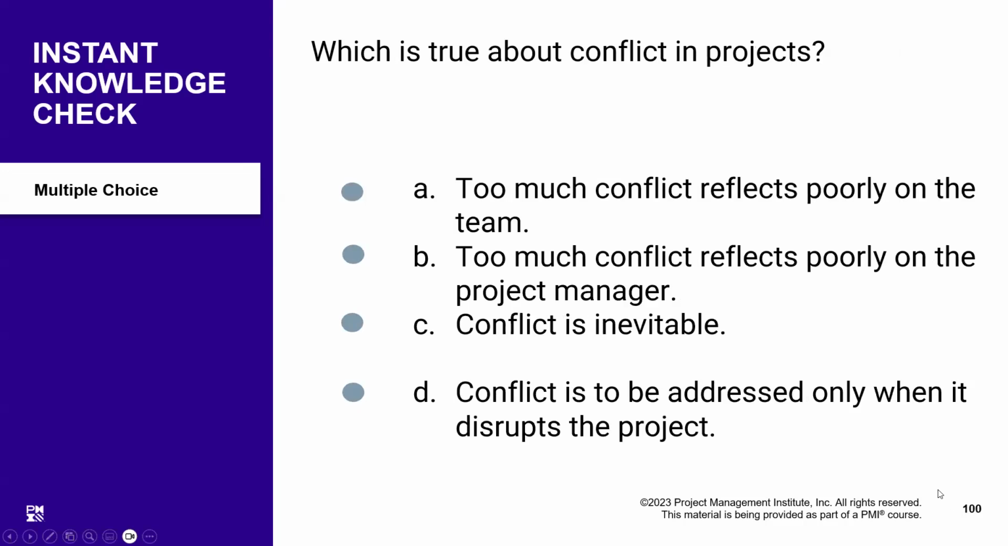Which is true about conflict in projects? Conflict is inevitable, C. Very good. Conflict is inevitable. That will happen, and you will have to resolve it.